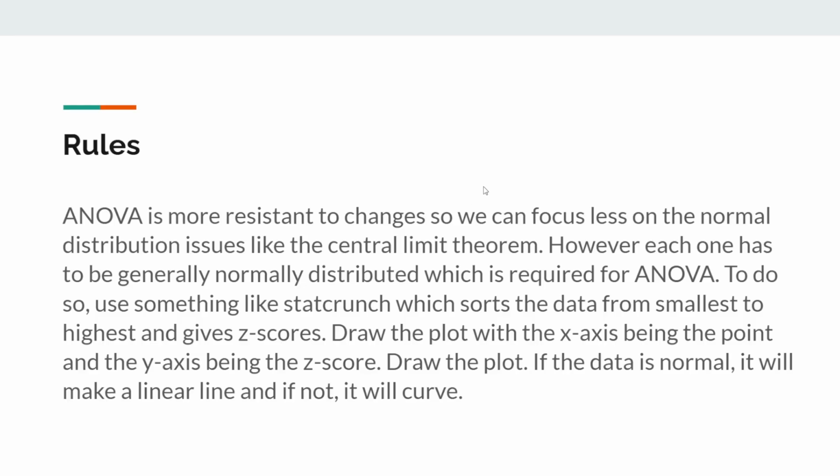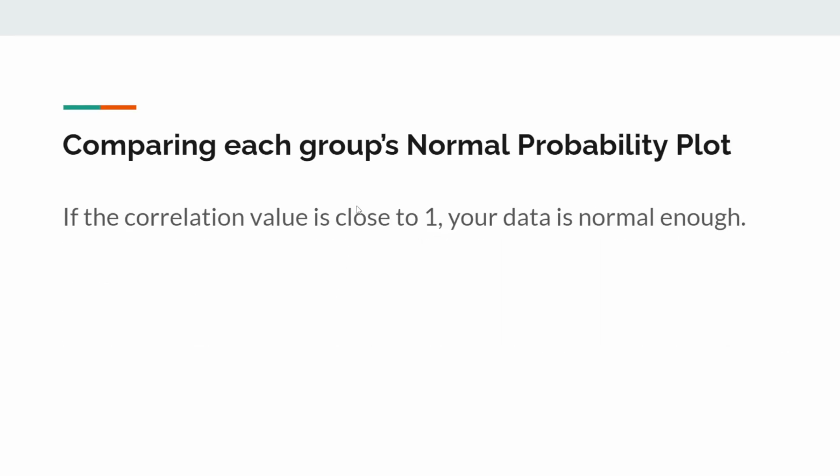ANOVA is more resistant to changes, so we can focus less on the normal distribution issues, like the central limit theorem, which states that the number of trials has to be above 30. But each group has to be generally normally distributed, which is required for ANOVA. To check, use something like StatCrunch, which sorts the data from smallest to highest and gives z-scores. Draw the plot with the x-axis being the point and the y-axis being the z-score. If the data is normal, it will make a linear line, and if not, it will curve.